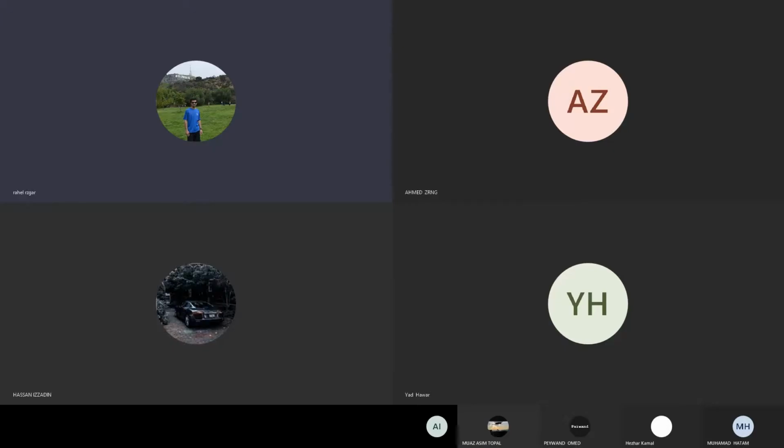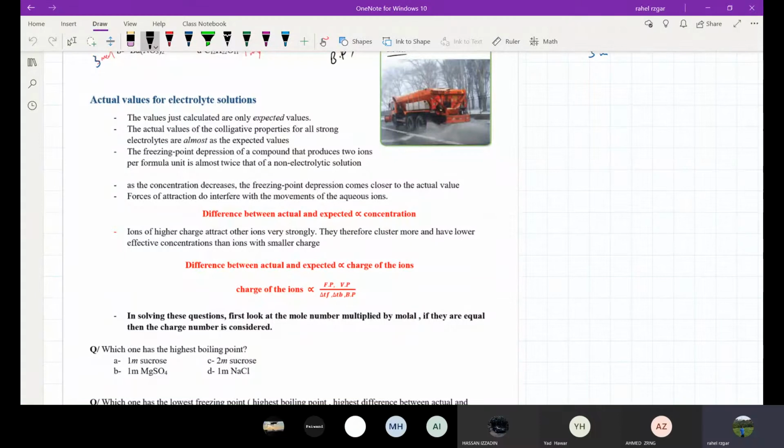Today's subject is actual values for electrolyte solutions. Let's see what the term actual value means. For electrolyte solutions, the values we just calculated are only expected values, or just calculated values. The values that we have studied before, in the questions we have solved for electrolytes, are only expected, calculated, only approximate. They are not actual. They are not practical values.